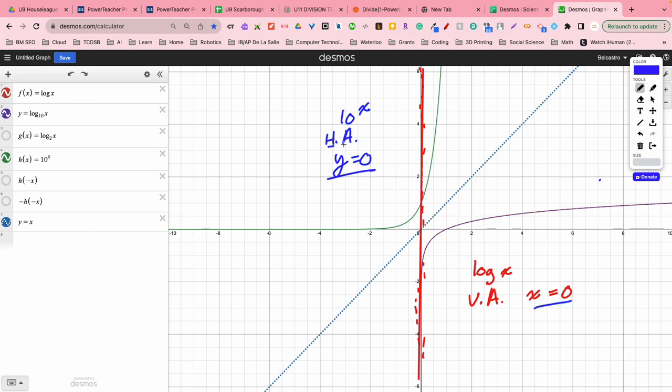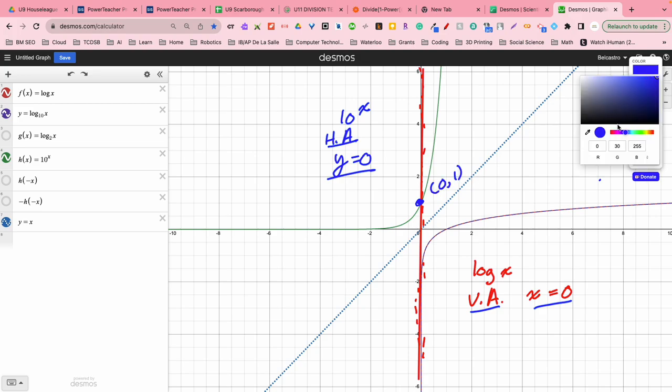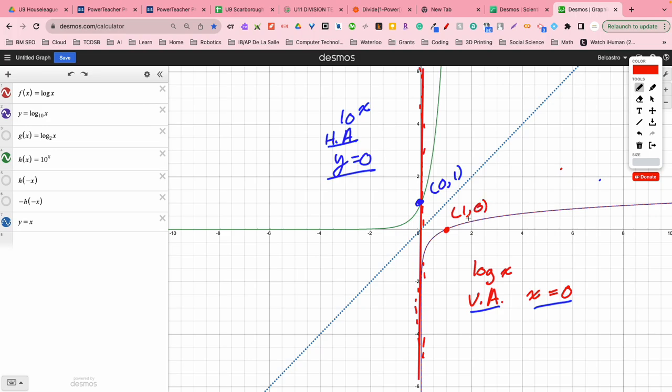We flipped from a horizontal to a vertical asymptote. This one here has a y-intercept of (0, 1). If we go back to red, we have an x-intercept at (1, 0). So you'll see how things flip around. And that's the same idea with the horizontal and vertical asymptotes.